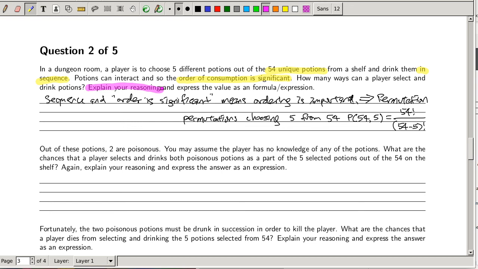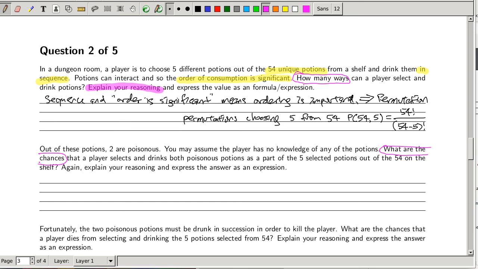So this time we are not counting, because the first question is a counting type of problem. The reason we know it's a counting problem is that the question is explicitly asking how many ways can a player do something. The second one is not a counting problem because the second one is asking what are the chances.